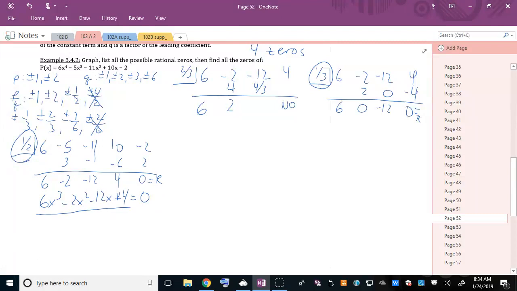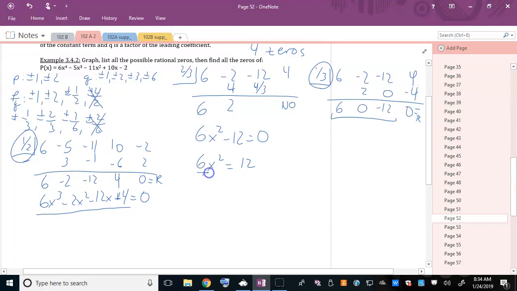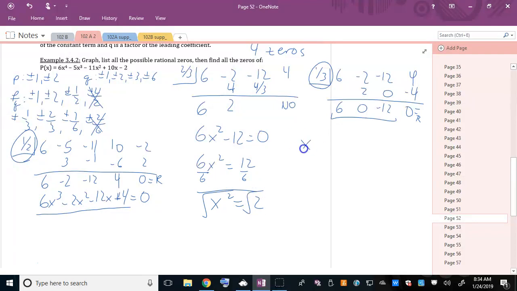So I've got 2 zeros. Again, I've got 4 total. But let's then look at that quotient. That is 6x squared minus 12. That middle term is 0, so I don't have to write it down. Now again, you can use the quadratic formula here, but I'm going to use the square root property. So let's move the 12 to the other side. Let's divide by 6. And then taking the square root, remember I get both plus and minus.